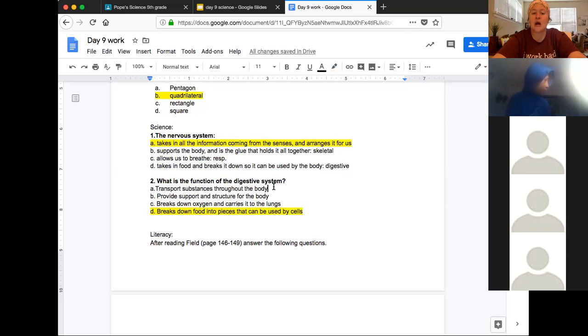Okay. Same thing here. I want to label why the other ones are wrong. Which system transports substance throughout the body? A hint here is it uses your blood. Circulatory. Okay, which one is support and structure for the body? Skeletal system, if I can spell. And which one brings oxygen? Respiratory system. So again, we know which ones are wrong, and then the highlighted answers are yellow.